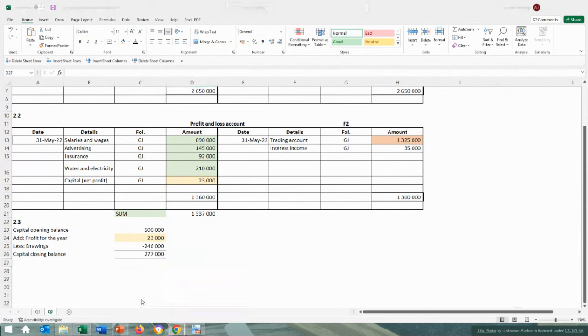Okay, do you guys have any questions on this year-end procedures and the general ledger accounts that you had to disclose?